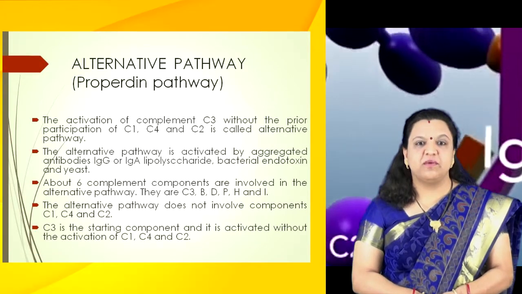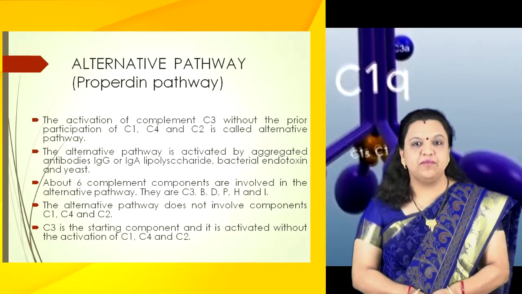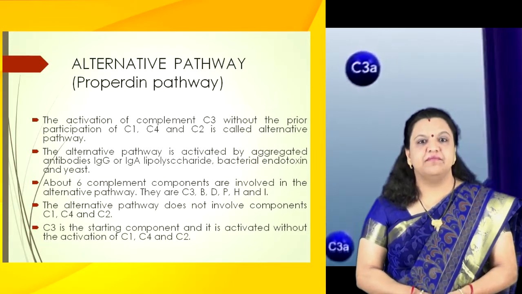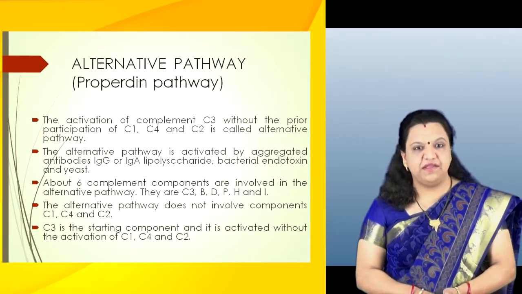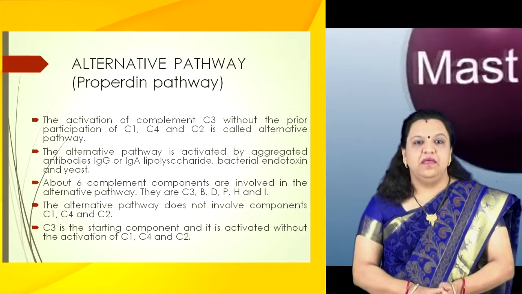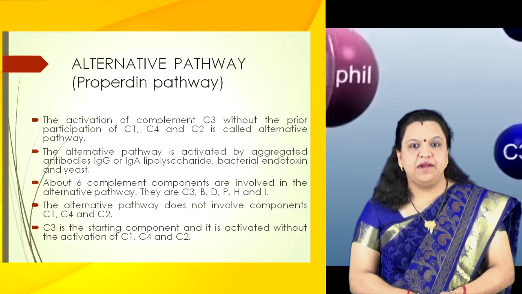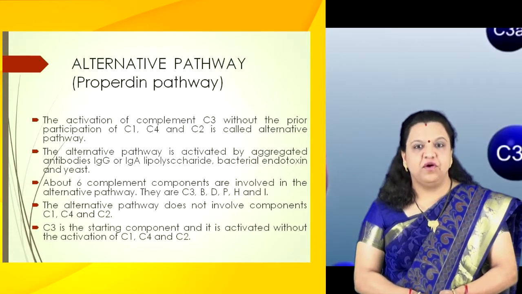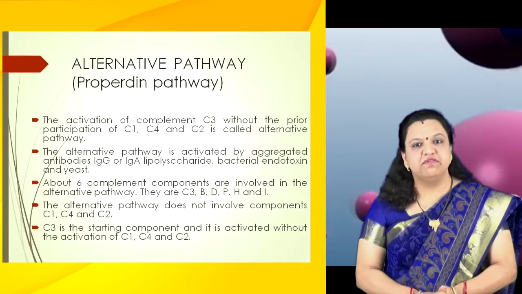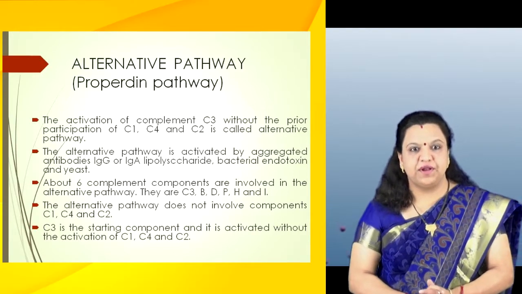The alternative pathway is activated by aggregated antibodies IgG or IgA, lipopolysaccharide, bacterial endotoxins and yeast. The alternative pathway is independent of the Fc fragment of the antibodies. It means that this pathway is independent of the Fc fragment of antibody.